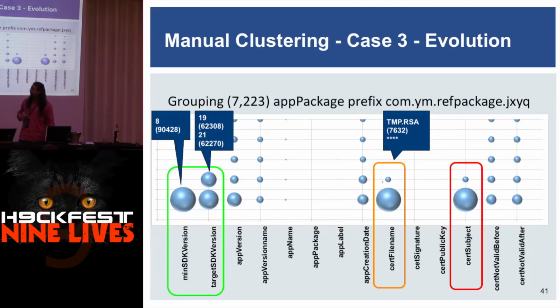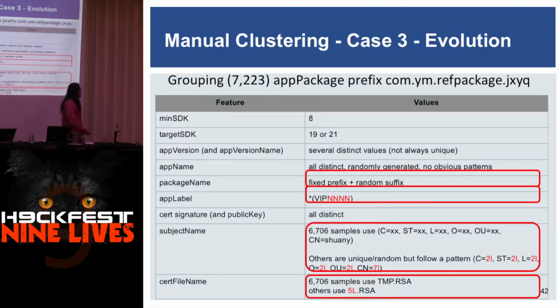So again, min version doesn't mean much. Target version doesn't mean much. Certificate is temp.rsa, so it doesn't mean much, but actually only those samples use that file name. So it's quite interesting. The certificate subject, well, this one is cool. They almost all use the same, and then there's a bunch of different things. So we're going to see data differently. Package name, so it's the prefix that I've mentioned. The app label is always a prefix, and then VIP and 5 numbers. So a huge pattern you can see here.